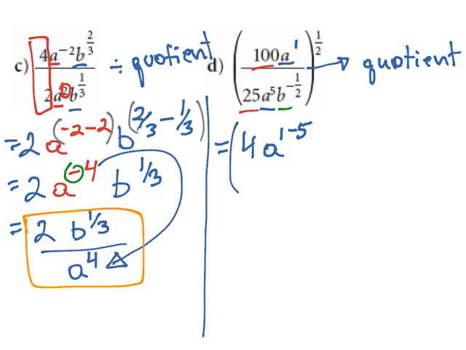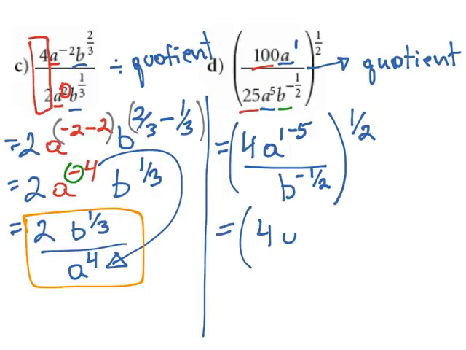And we're going to leave the b to the power of -1/2. Don't forget the 1/2 outside the bracket. We're going to continue on. So we have 4a to the power of -4 divided by b to the power of 1/2, all to the power of 1/2.